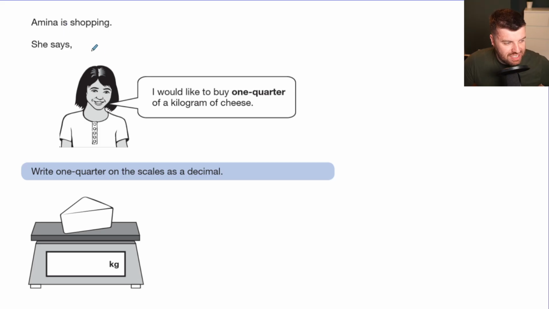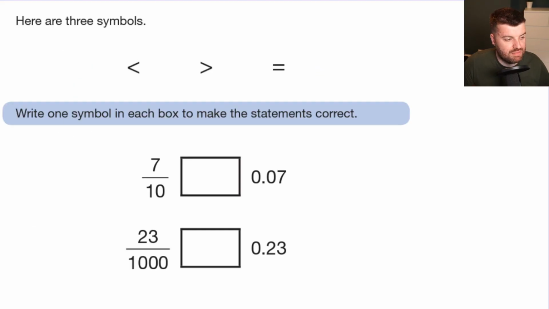Amina is shopping. She says, I would like to buy 1/4 of a kilogram of cheese. Now we read this and I would write it straight away. So I've got both options here visible to me. Write 1/4 as a decimal. It comes down to knowing these facts. And you see how many marks in the SATs you can get from just knowing these facts. It is 0.25. Okay. So just learn those facts and you'll get marks. It's as simple as that.